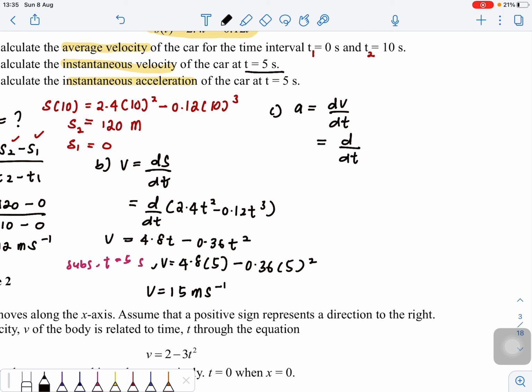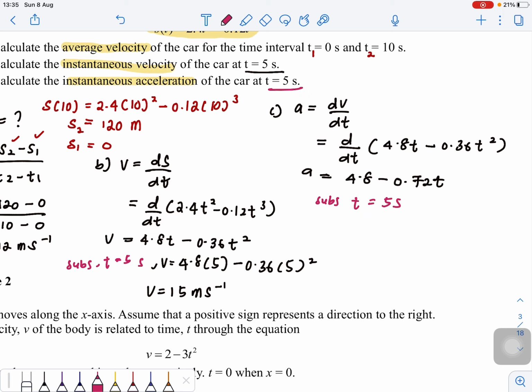So d over dt, differentiate v, 4.8t minus 0.36t square. So differentiate akan dapat 4.8 minus 0.72t. And then what you are going to do is you are going to substitute t sama dengan 5 second because dia minta apabila time taken adalah 5 second. So just substitute. Masukkan value for t. So you will get acceleration is equal to 1.2 meter per second square.